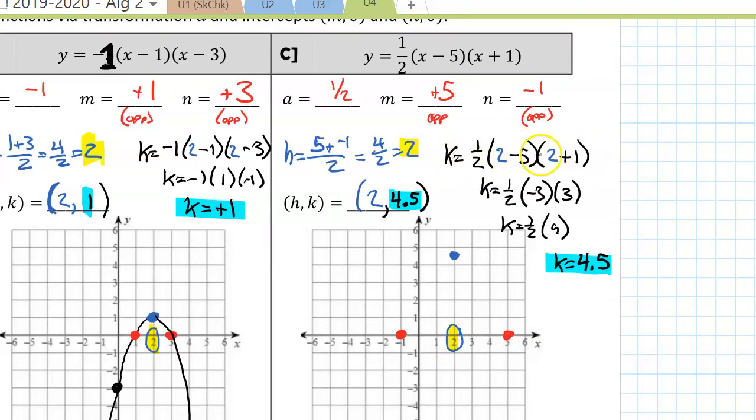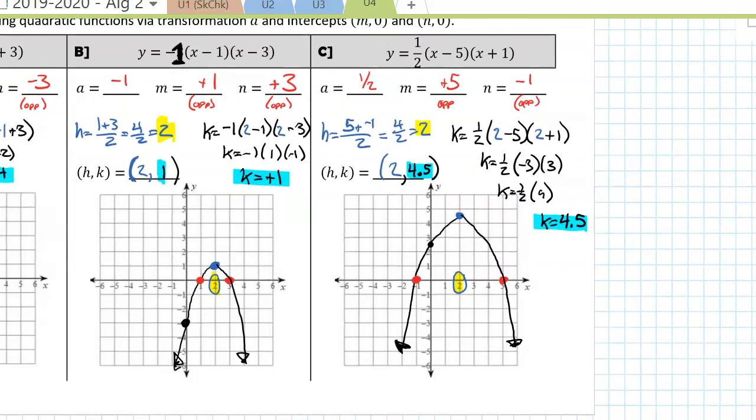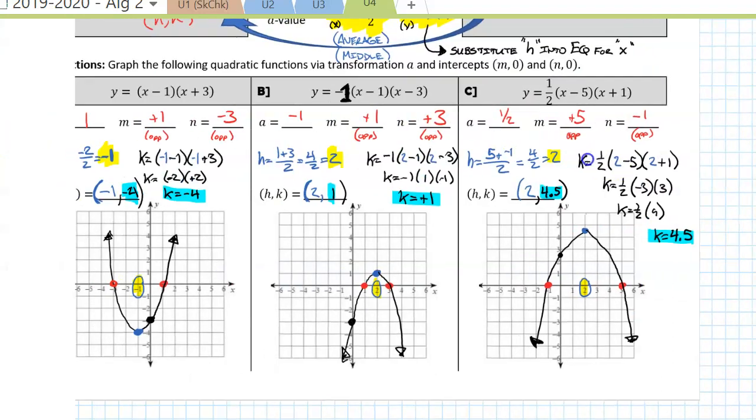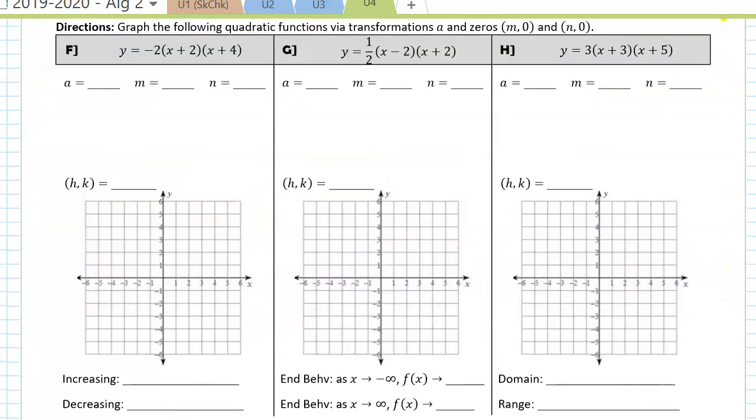Plugging in to find k, we get our k value here, it's at 4.5. So that 1/2 in front made it half of 9, which is 4.5, making us have to graph our vertex in a little half space. All we need to do now is just fill in the rest of the graph, and we have our quadratic. Why don't you go ahead and take a look at examples F, G, and H.